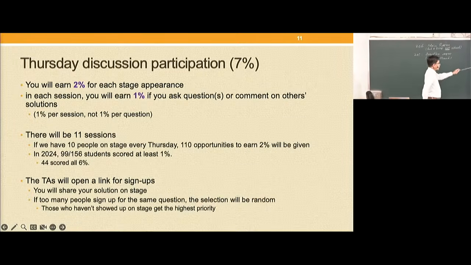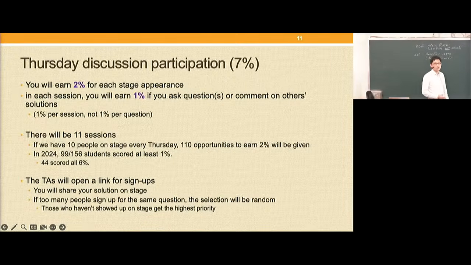So I counted, there will be in total 11 sessions for this semester. And I just did a rough calculation. If we can have 10 people on stage every Thursday, then we are going to give out more than 100 opportunities to earn 2 points. Is that clear? Two years ago, the class size was roughly the same as this year, maybe a bit less. In that year, 99 out of 156 students scored at least 1 point. So I think it works.